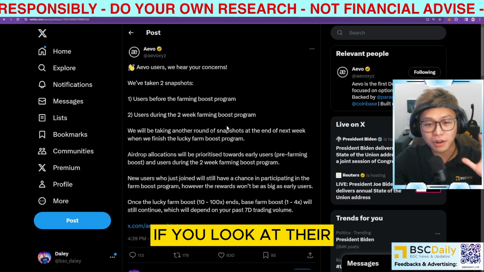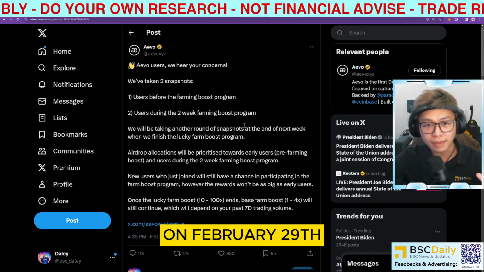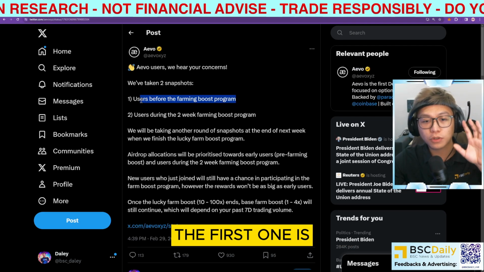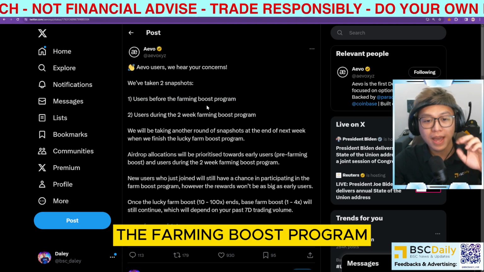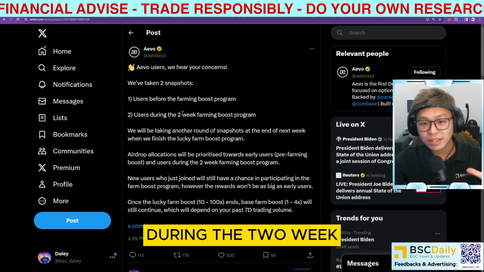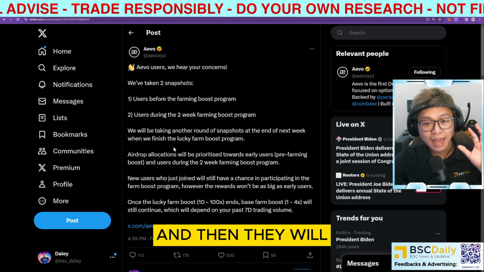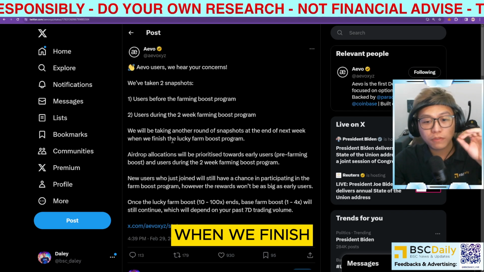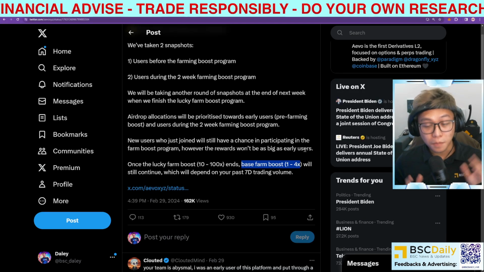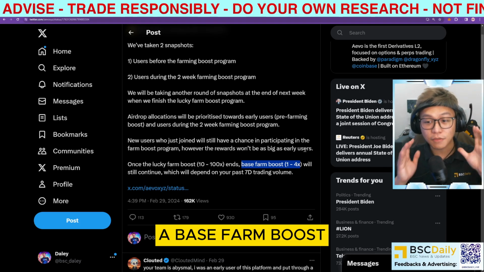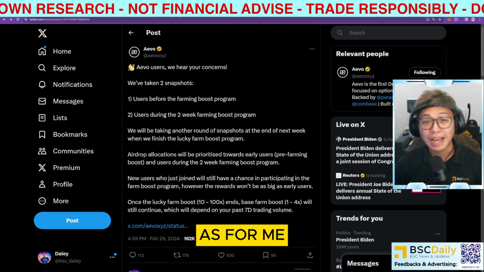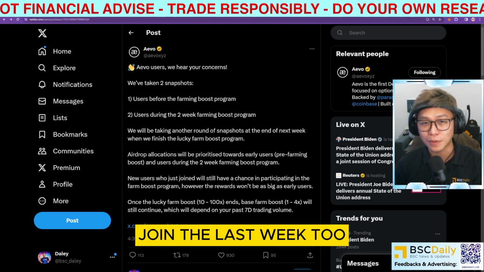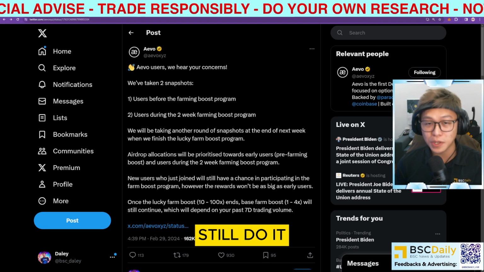Well, if you look at their announcement post on February 29th, they specifically said that they've taken 2 snapshots already. The first one is for the users before the farming boost program. The second one is for the users during the 2-week farming boost program. And then they will be taking another round of snapshots at the end of next week when we finish the last farm boost program. But there will still be a 3rd round of base farm boost for new users to join. As for me, I only joined the 2nd farm boost program, so I'm gonna make sure to join the last week too. So to answer your question, yes, you can still do it, you're still early.